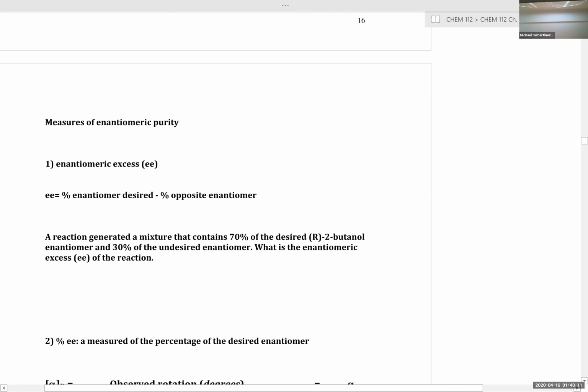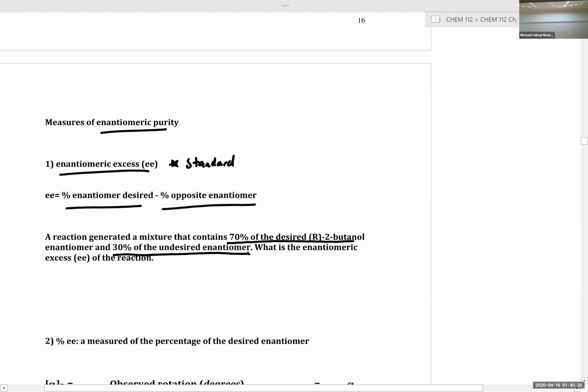So, measures of enantiomeric purity. There are two main methods. Enantiomeric excess, which I personally like a lot. This is the standard. It's the percent of the desired enantiomer minus the percent of the opposite enantiomer. As an example, if a reaction makes a mixture that is 70% of the desired enantiomer and 30% of the undesired, your enantiomeric excess would be 70% minus 30%, which is 40%. It's the amount of excess enantiomer produced or isolated.